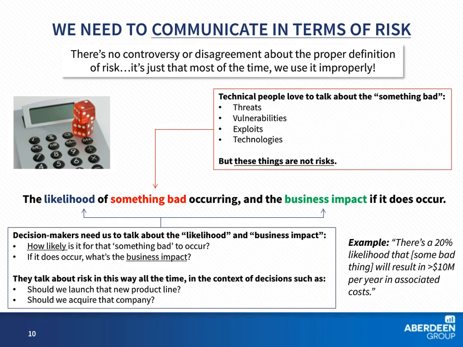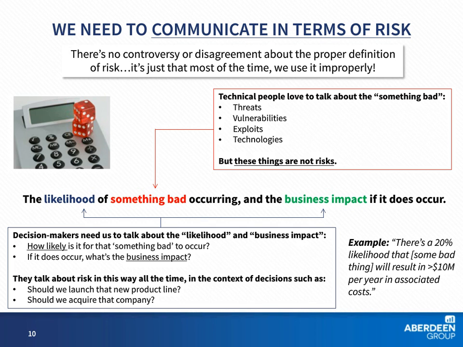Technical people love to talk about things like threats and vulnerabilities and exploits and the technologies used to do them and to protect against them, but those things are not risks. Risk is always defined in some version of the sentence at the middle of this slide. Risk is the likelihood that something bad will occur and the business impact if it does in fact occur. Technical people like to talk about the something bad part of that definition. The business impact, though, is clearly important. In many ways, it doesn't matter how likely it is that something bad happens if the impact doesn't matter. And also, it doesn't matter if the impact is potentially high if there's no likelihood of it happening. So we have to express it in terms of both likelihood and impact. That's what risk really means.